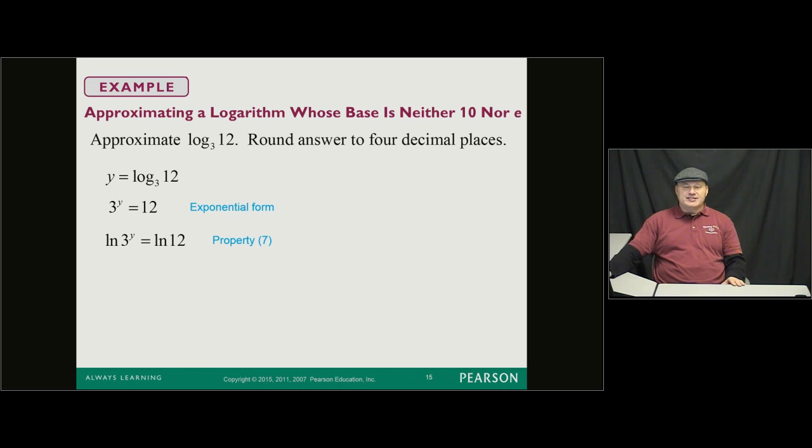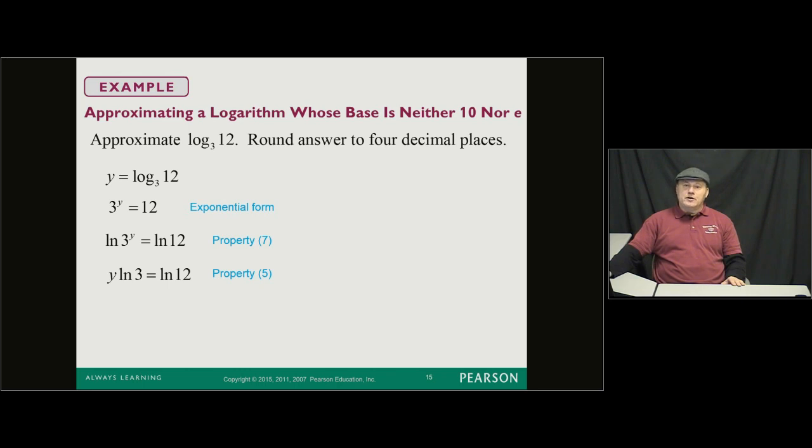Now remember, we're trying to solve for y. So what are we going to do now? Well, how are you going to solve for y when it's written up there? You're not going to get it if it's written as an exponent, so it needs to come down. Are you allowed to bring that y out front? Yes, because of the power law. So y times the natural log of 3 equals the natural log of 12.